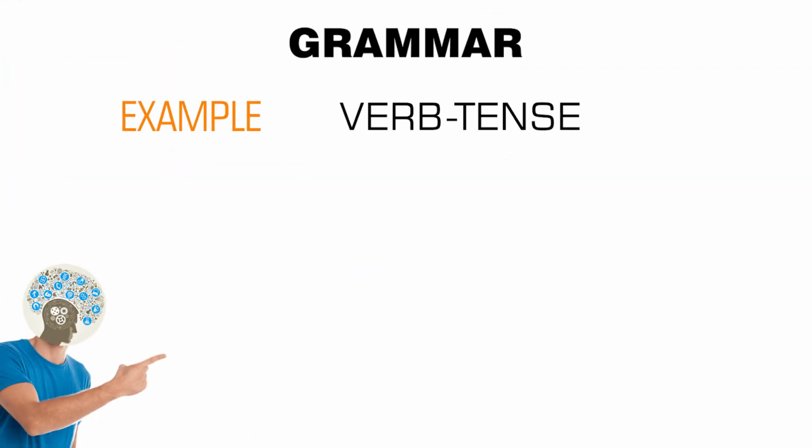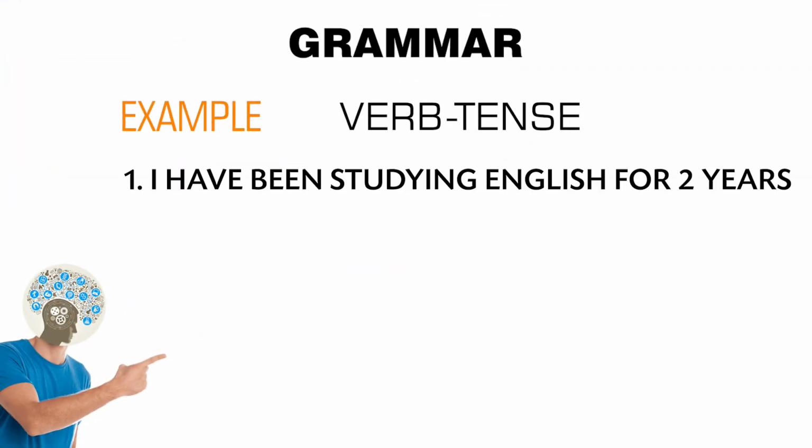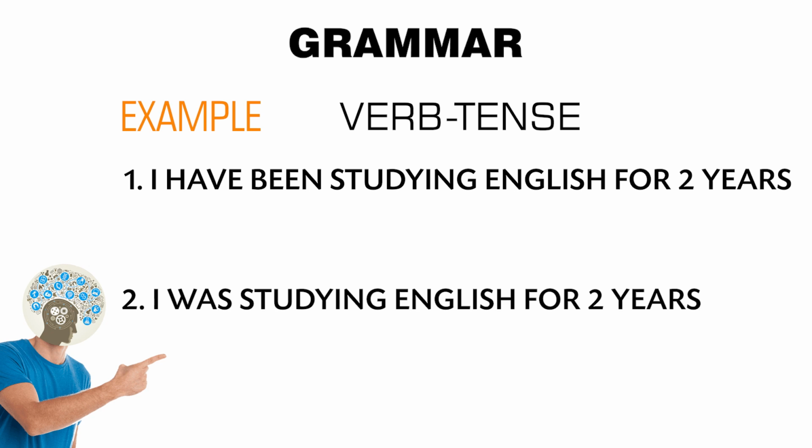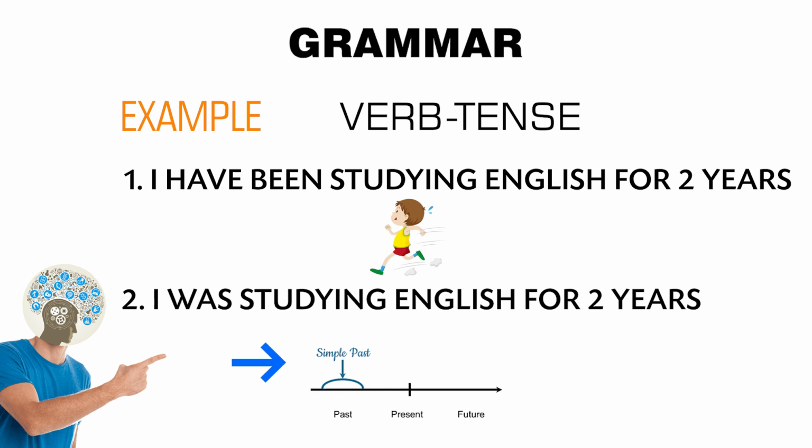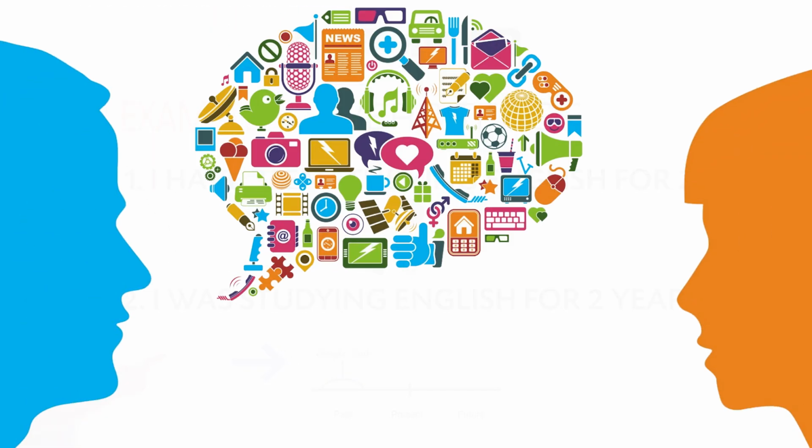Take a look at this example. "I have been studying English for 2 years" versus "I was studying English for 2 years." The first sentence indicates an ongoing action, while the second suggests a past action that has ended. Understanding when to use each tense is essential for clear communication.